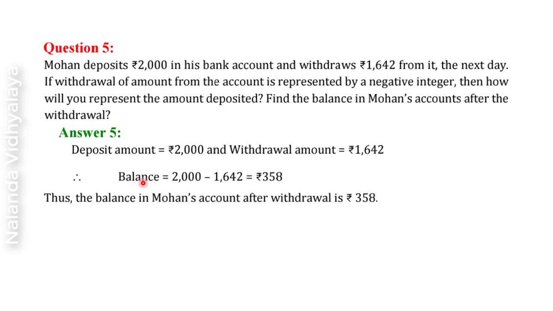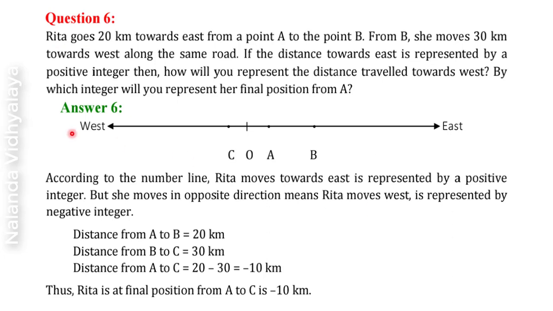So the total balance in Mohan's account after the withdrawal, that we have to find. So here after withdrawal the balance is 2000 minus 1642 rupees, that is rupees 358. We have to subtract the withdrawal amount from the deposit amount, that is total rupees 358. So thus we can say that the balance in Mohan's account after withdrawal is rupees 358. Now let's move to the next example.